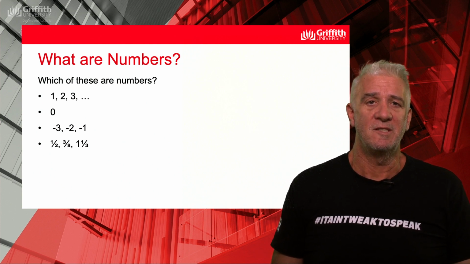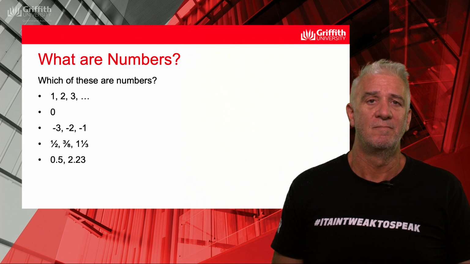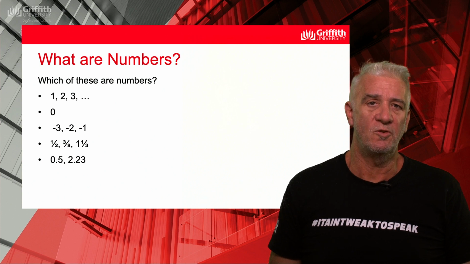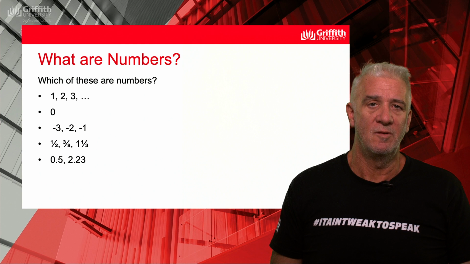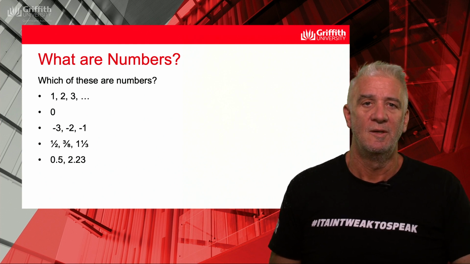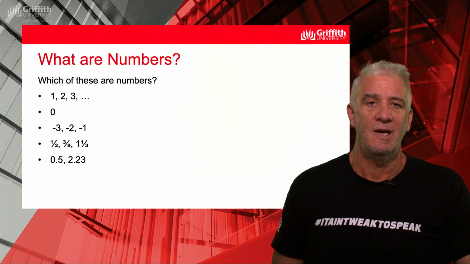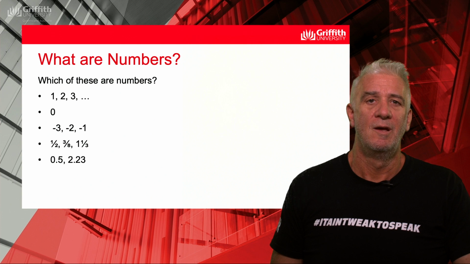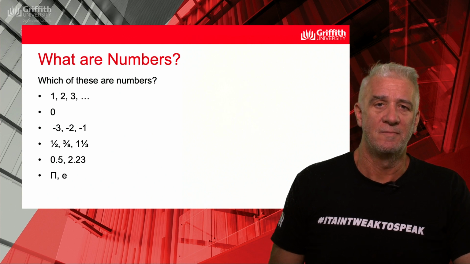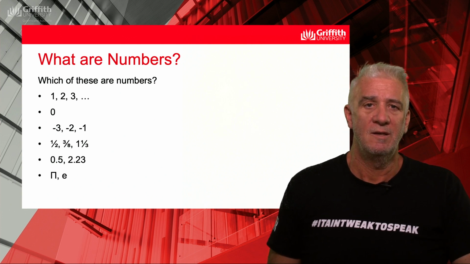All right, what about these numbers then? 0.5, 2.23. And in fact, with the last dot point, these would be all considered fractional numbers. And again, most people are happy with these being seen as numbers. All right, what about these two numbers? Pi, e.